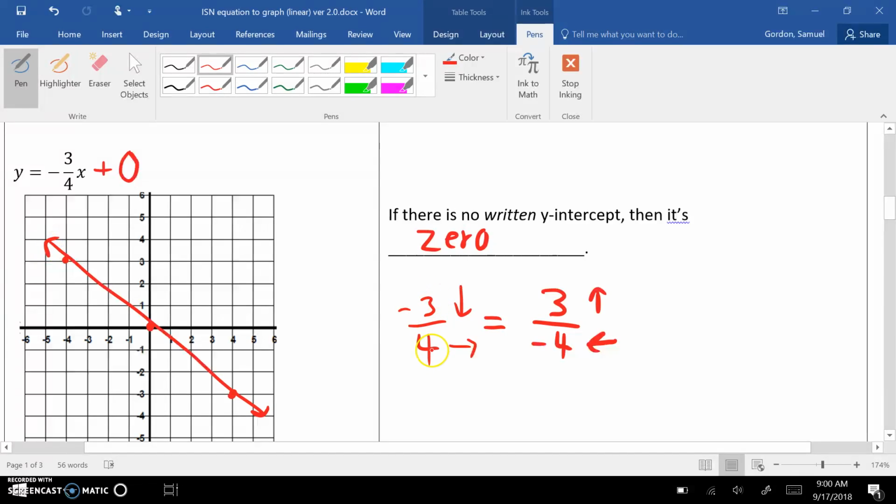So -3/4 is the same as 3 over -4, which is just the same as -3/4. And the reason why is because a negative divided by a positive gives you a negative, or a positive divided by a negative gives you a negative. So it doesn't matter if you associate that negative with the numerator, 3, the denominator, 4, or you just say, well, this whole thing's negative because it's all the same thing.